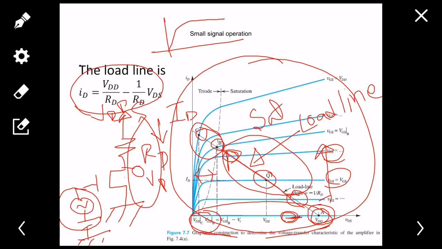Then if I directly apply a small AC signal, there is a high probability that in the positive portions it will turn on. Most probably it will be in the triode region or something and gets attenuated. And what about the negative region? I'm considering the NMOS.